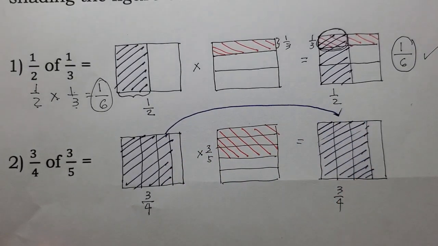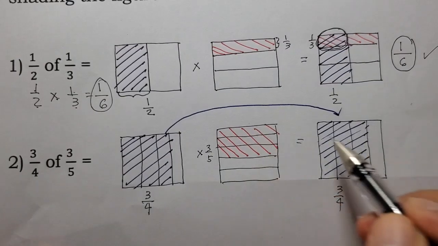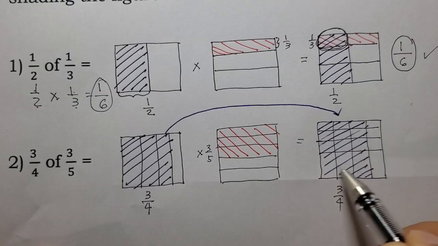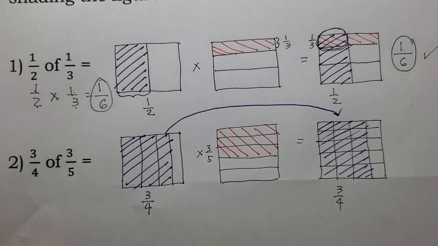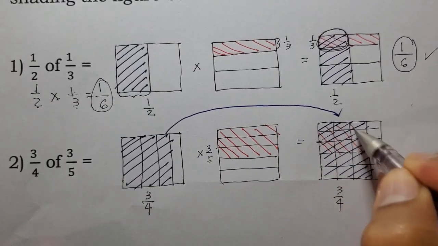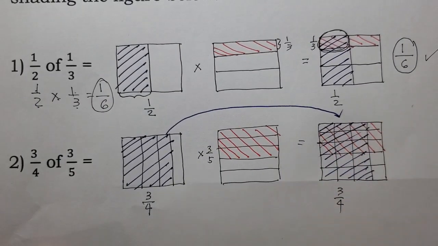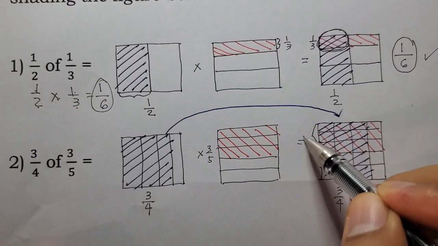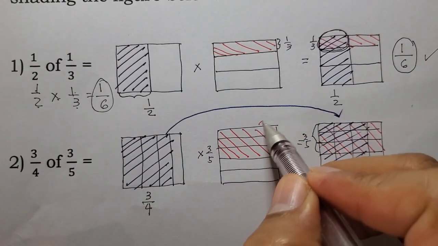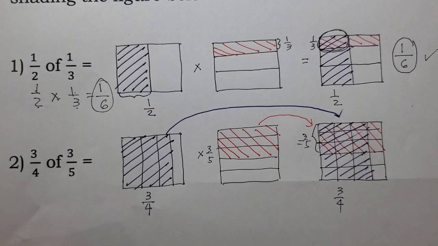The next thing that we have to do is to divide the whole into 5 equal parts. 1, 2, 3, 4, 5. And of course, you will just only shade 3 parts out of that 5 equal parts. So that would show us this portion is what we call 3/5. Okay? So if you notice here, this is 3/5. Combining it into one whole region.